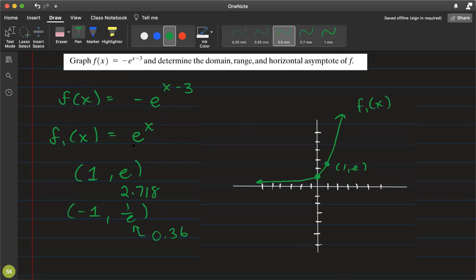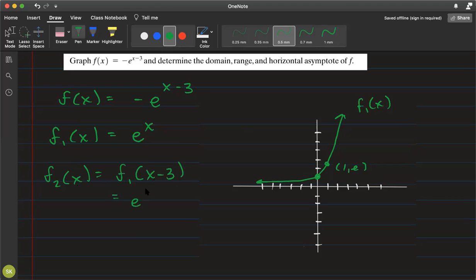And now how do I take this function and make it look like this one? Well, there's a few things I need to do. I need to put this -3 here. So I define a new function, f2 of x, and it's taking this function f1 of x and plugging in x minus 3. That will give me e to the x minus 3, because I have it inside the function, that means I shift the graph to the right 3 units. So this dot now goes 1, 2, 3 here, and this dot goes here.